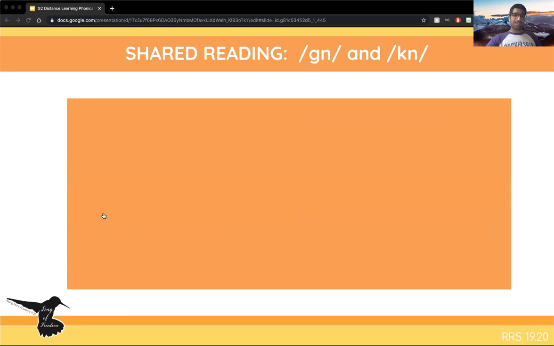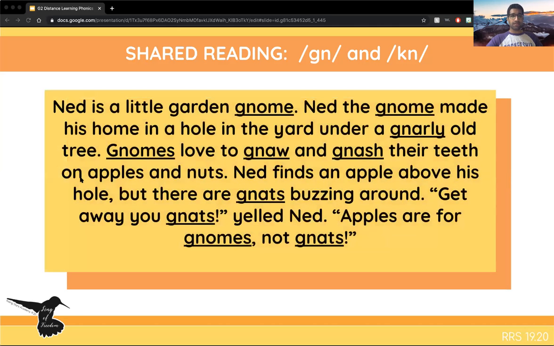Finally, we do have our shared reading for the day. Remember, writing and practicing our spelling rules is extremely important, but so is reading it in context, by reading it like it's part of a text, like it's part of a paragraph. And I have a paragraph right here for us to read. I'll read it one time and you can read it with me. And then after that, you should pause the video and try it yourself.